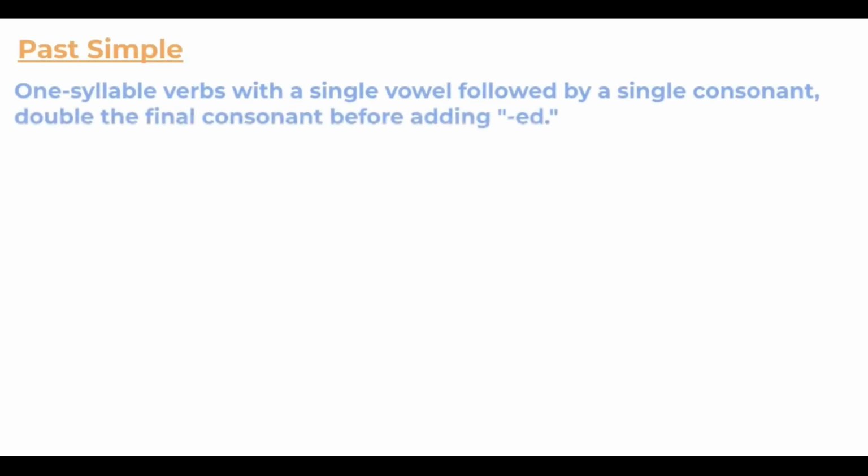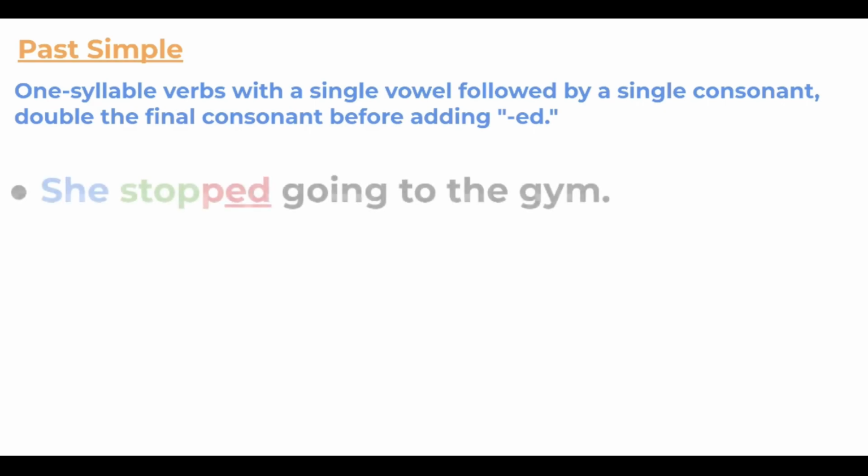What's another one? One syllable verbs with a single vowel followed by a single consonant. Okay, let's think about this. It's a bit wordy. So a single vowel, vowels are our A, E, I, O, U. So we want to have a vowel and then a consonant, which are all the other letters that aren't vowels. What we want to do here is double the final consonant before adding that ED. This is a bit easier to show in practice.